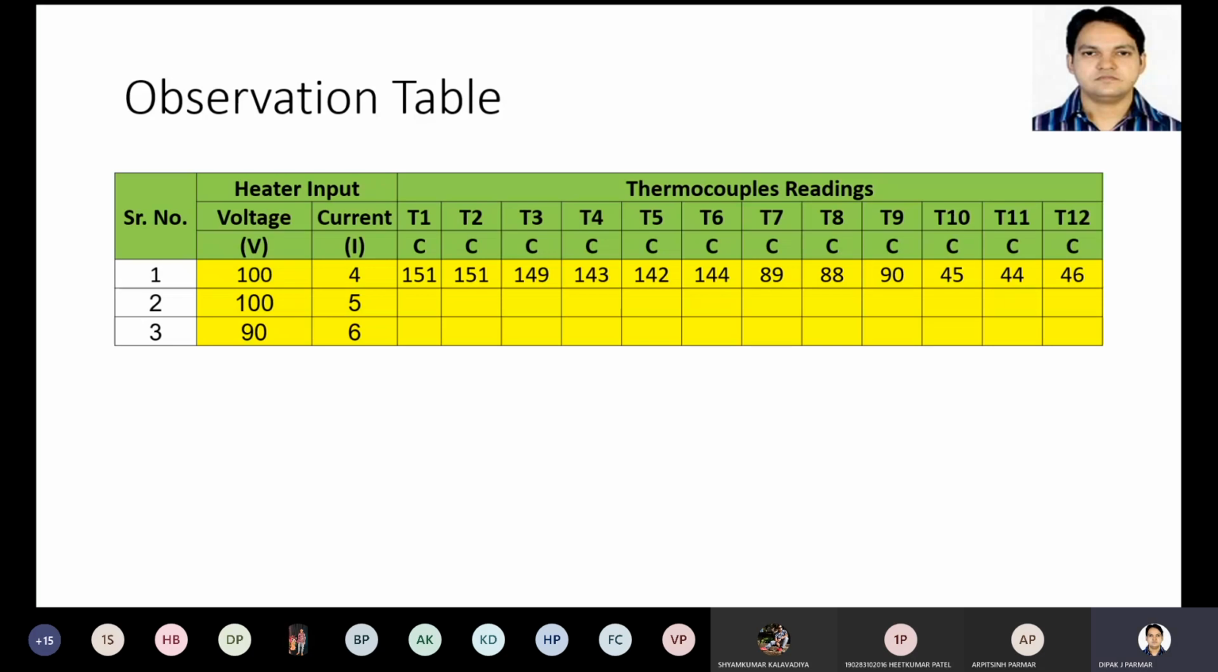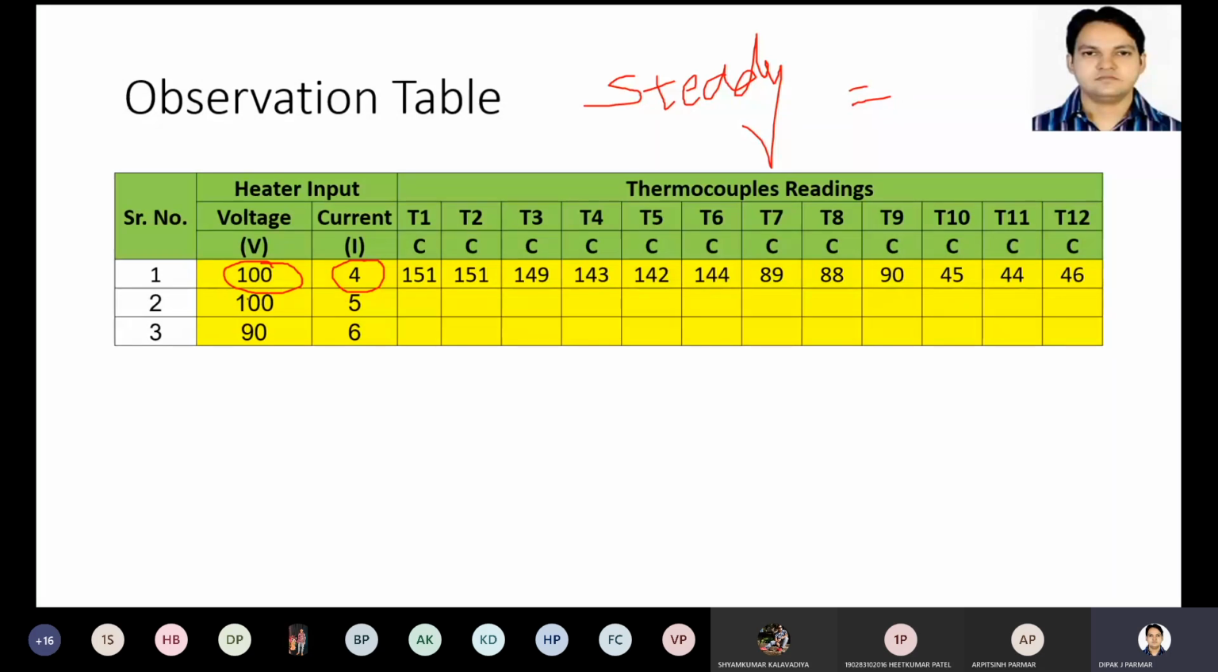So this is what our setup is. Now, how to take the observation table? What observation we have to measure is, as I mentioned, in our experiments, we have two inputs. One is voltage, second is current. Once you give input, there will be a change in time, so we have to wait for a steady state condition so that temperature does not change with respect to time.